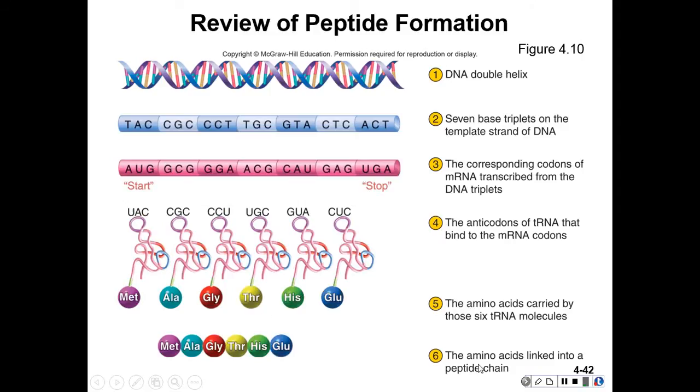The last step is the amino acids linked into a peptide chain. So these are the amino acids that are linked together and will pass through the rough endoplasmic reticulum. This is just a review of a summarized portion of what happens from DNA transcription to translation. Okay.